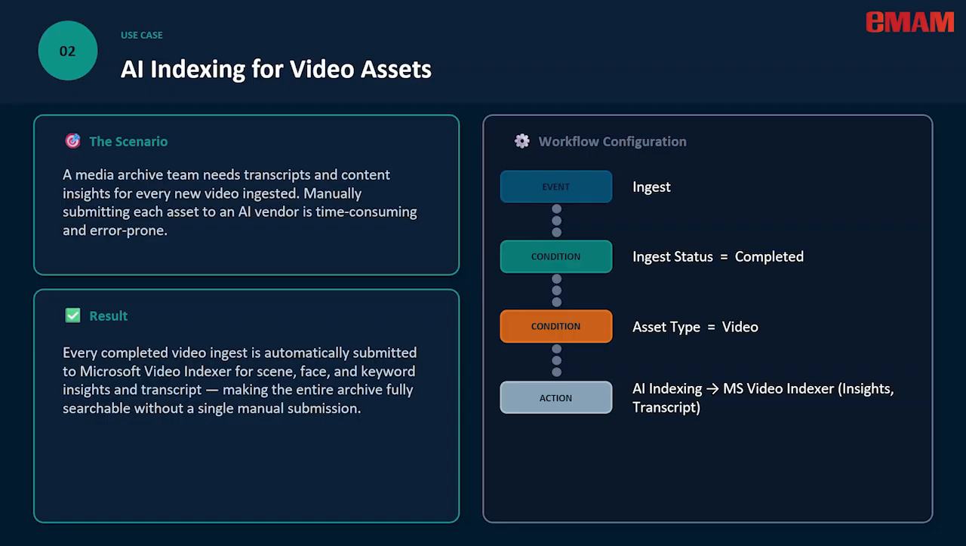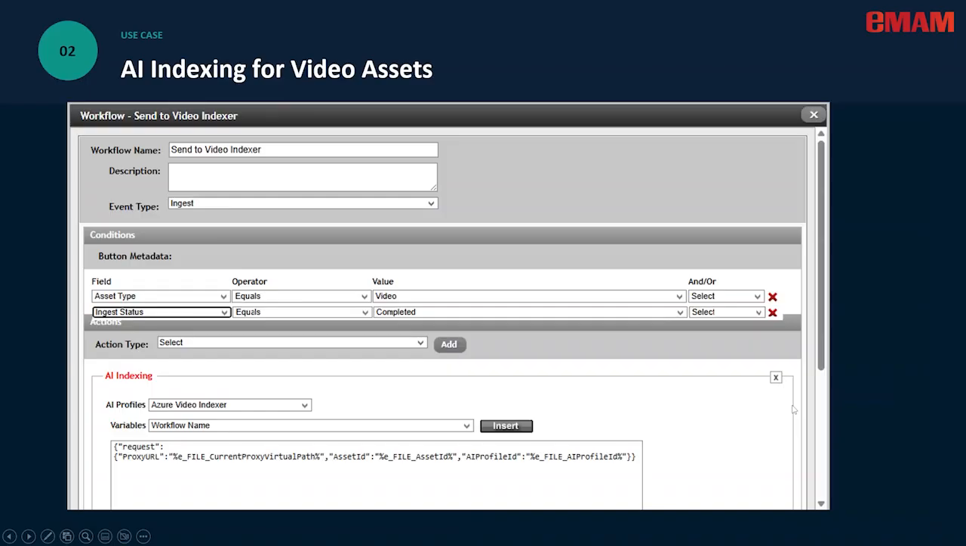The workflow setup is almost identical to the previous one. Same event, same conditions, but this time the action is AI indexing, sending it to Microsoft Indexer for scene detection, face recognition, keyword extraction, and transcription. The result is that the entire archive becomes fully searchable automatically, without a single manual submission. This is how we set up the AI indexing workflow in SuperAdmin.